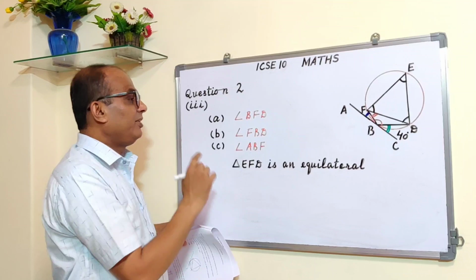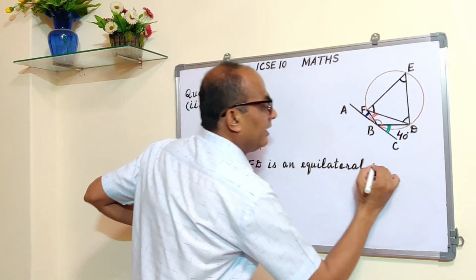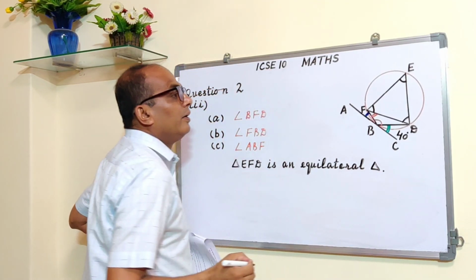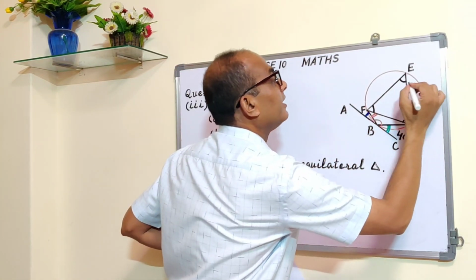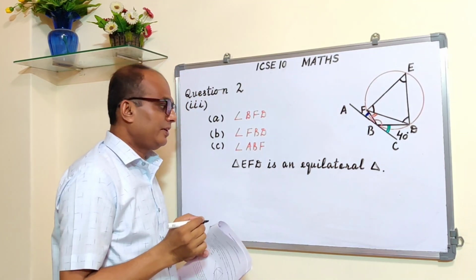Triangle EFD. EFD is an equilateral triangle. Alright. Equilateral triangle. So if it is an equilateral triangle, that means each angle will be 60 degrees, isn't it? Each angle, angle E, angle F and angle D, each angle will be 60 degrees.